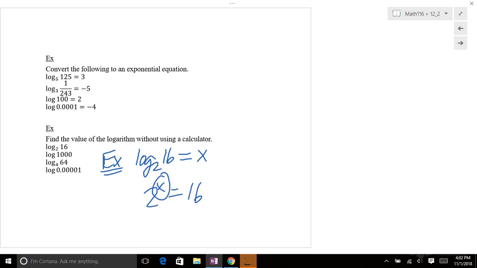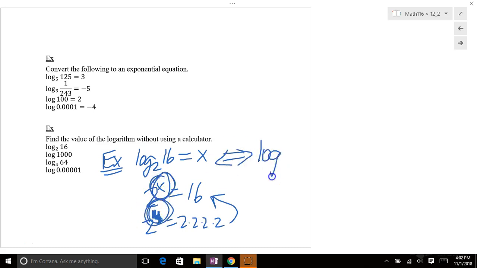Well, it's not 2 to the 1, because that is 2. It's not 2 squared, because that is 4. It's not 2 to the third, because that is 8, 2 times 2 times 2. But it is 2 to the fourth, because 2 times 2 times 2 times 2, there's 4 of those, is 16. So x must be 4. In other words, log base 2 of 16 must be 4, because we found what x is.